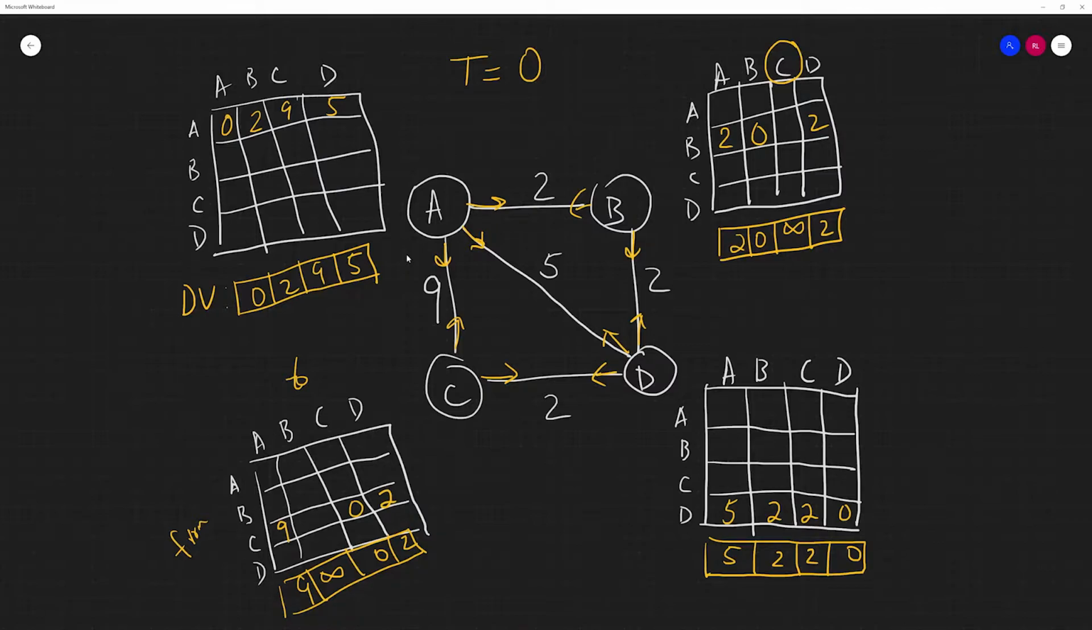Let's change my color to green. What arrives from B is 2, 0, infinity, 2, so I'm going to write that down over here. You can think about this as a row from B: 2, 0, infinity, which I'll leave blank, and 2. And from C, it's 9, infinity, which I'll leave blank, 0, 2. From D, I receive 5, 2, 2, 0.